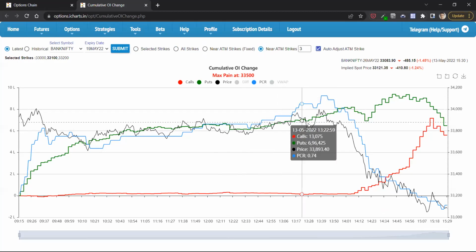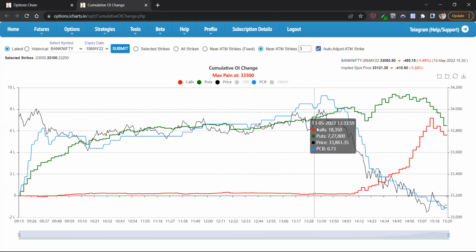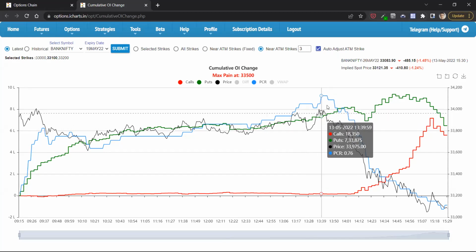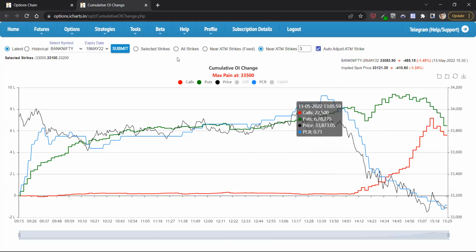Sometimes it won't be something like this all the time. At those times, if you want to be very precise, you can just use near ATM strikes with auto adjust. What happens is that when you are over here, most likely it is going to show you the picture that is going on here, and maybe you will not get this kind of thing. Let me just select those strikes.